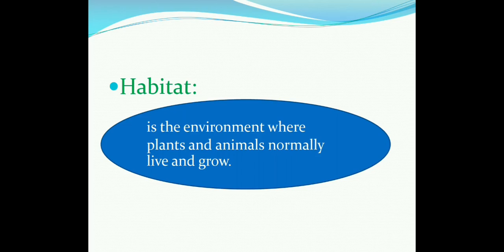Habitat is the environment where plants and animals normally live and grow. Animals and plants need suitable shelter, suitable food, and suitable weather to live normally, and this is called the habitat. Let's see the types of habitat in the world.